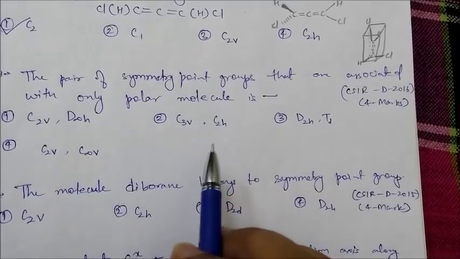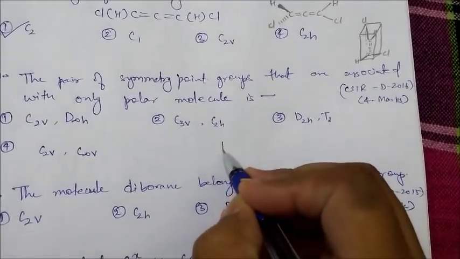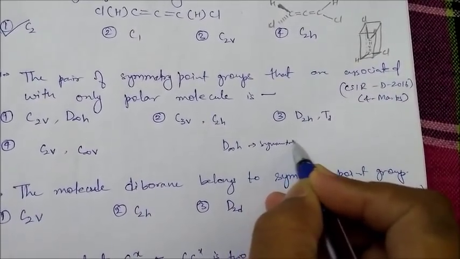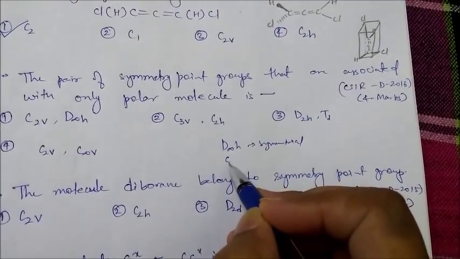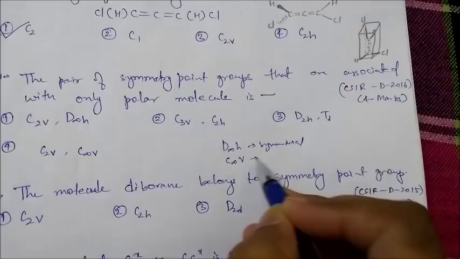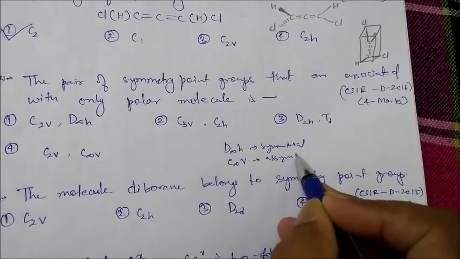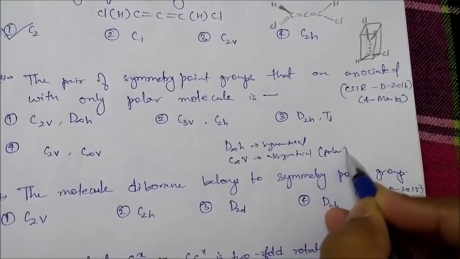And I have told you in my previous videos that for a symmetrical molecule, we have D infinity h. And if we have an asymmetrical molecule, then we have C infinity v. So C infinity v will be in asymmetrical molecules. So asymmetrical means the molecules are polar also.